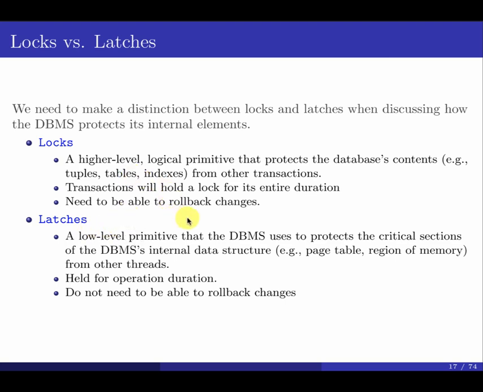So anyway, it's the low-level primitive that protects what? The critical section of the database, the internal data structure. For example, I need to protect the page table, the mapping of the page ID to the corresponding frame in the buffer pool. Page directory, for example. This is content that you need. It's the internal representation, not the logical data like table and tuple. It's the internal data structure that belongs to the database.